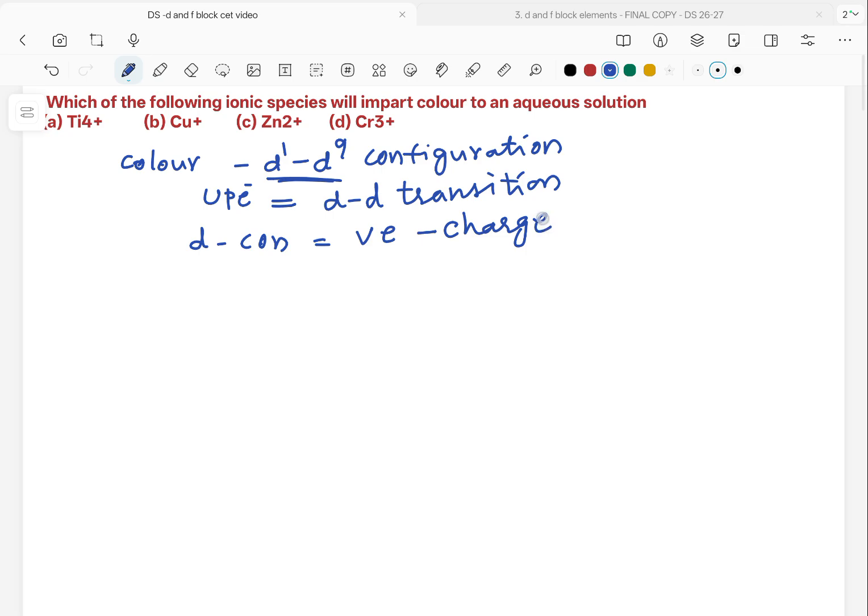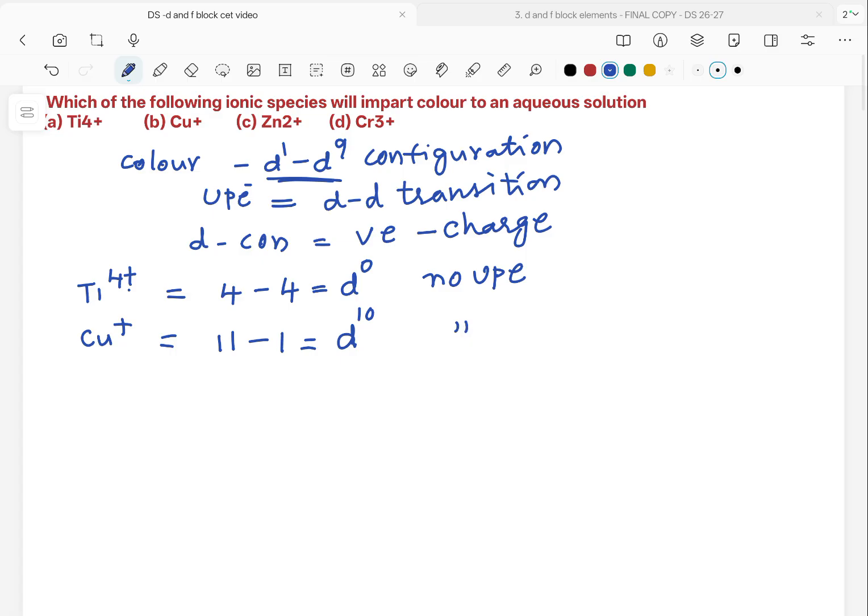We get the d configuration. For example, titanium 4 plus. It has valence electrons 4 and it has lost all the 4 electrons because the charge here is 4, and it is left with d0 configuration, no unpaired electrons here. Cu plus ion, copper has valence electrons 11 where its charge is plus 1, lost 1 electron, and it shows d10 configuration where again no unpaired electrons.